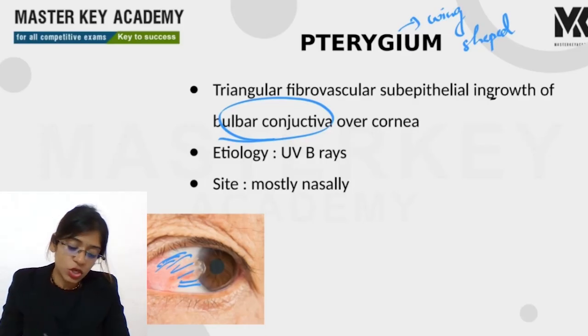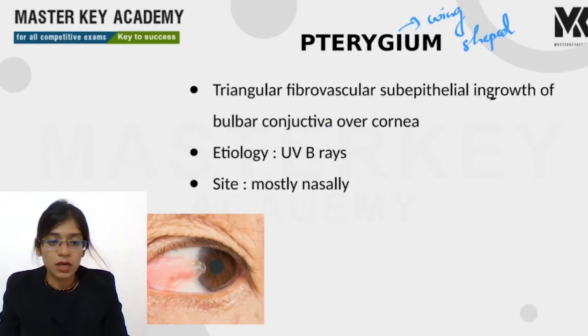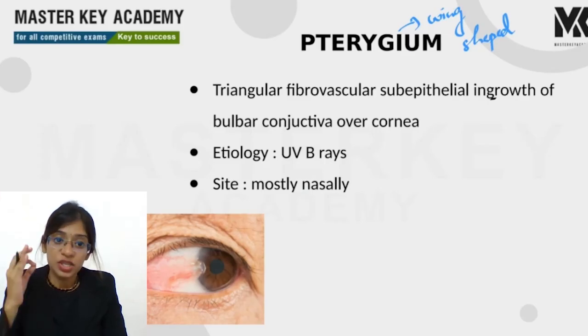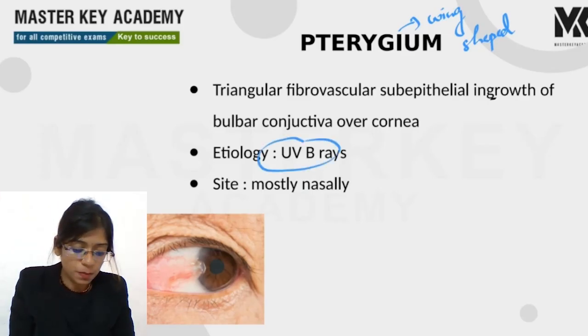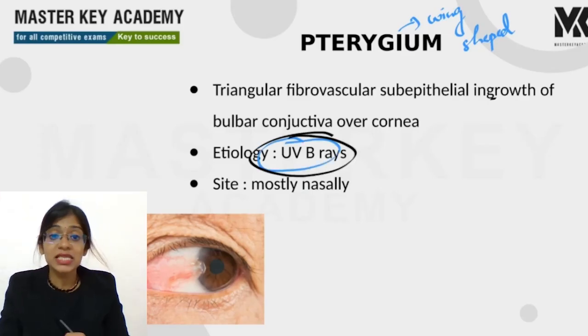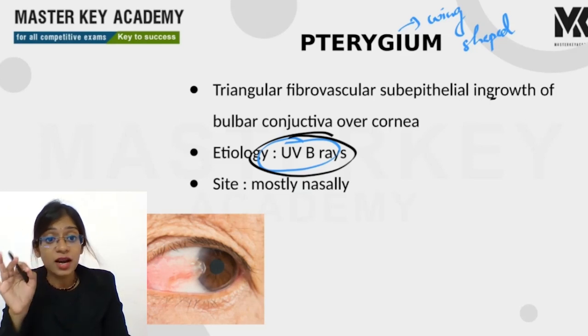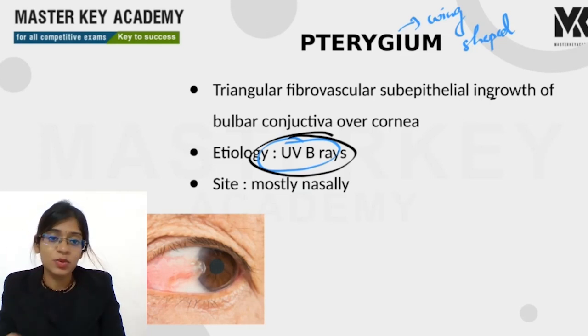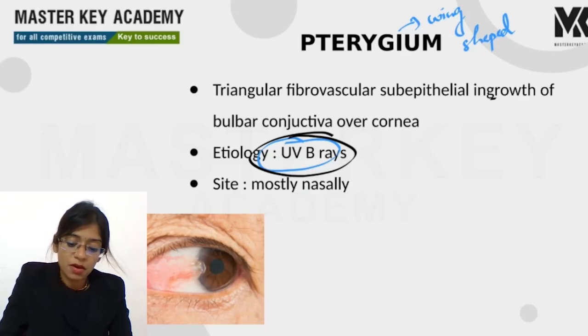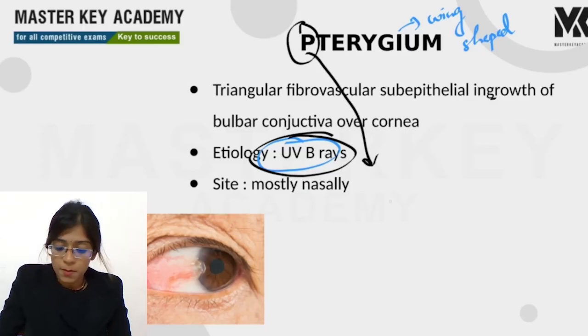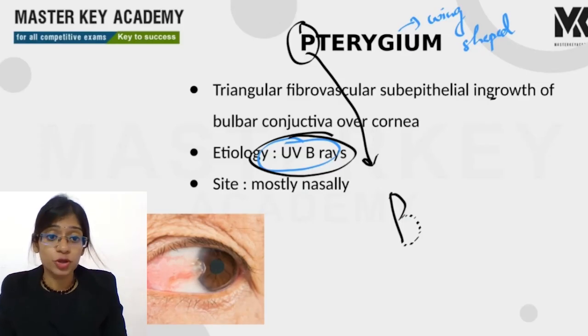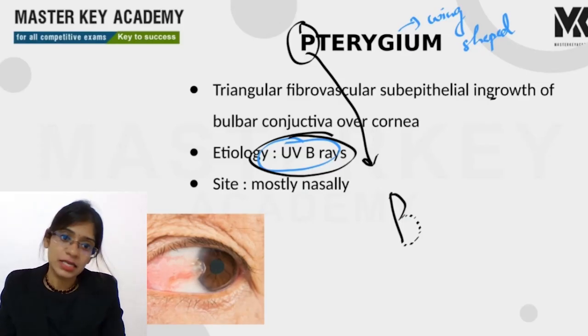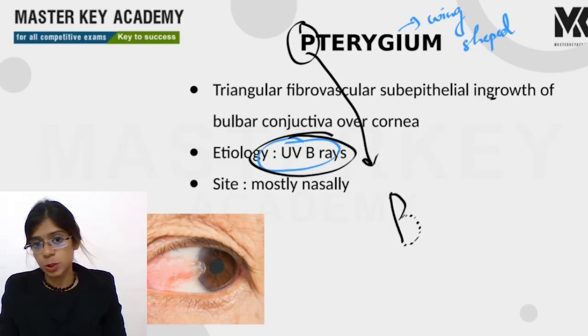Okay. Etiology, why does it occur? Why does this abnormal growth occur? It occurs because of overexposure to ultraviolet B rays. They have specifically asked about ultraviolet rays in pterygium. So you will remember, from P you will make a B, and remember that it is because of overexposure to ultraviolet B rays. Not just that, dry, dusty climate, they are also risk factors.